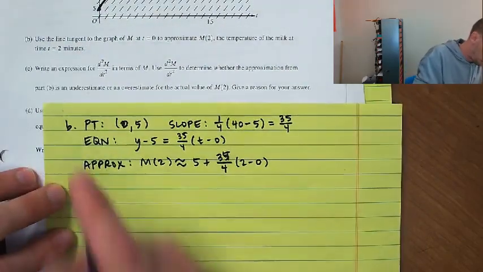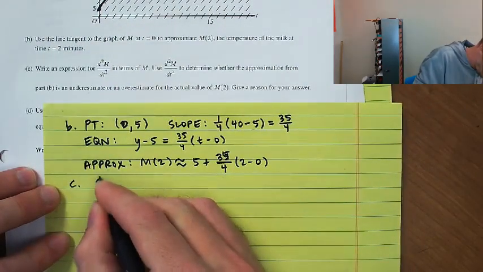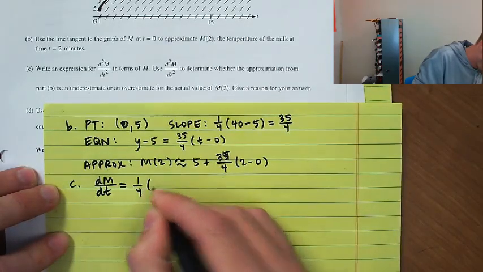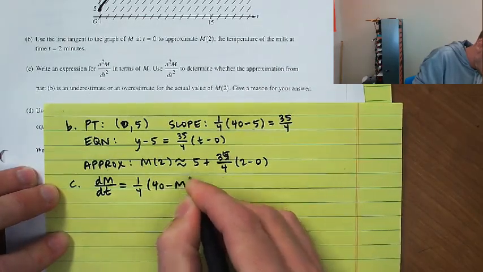So I'm going to first find the second derivative. I should write down the first derivative. dM/dt is 1/4 of (40 minus M).